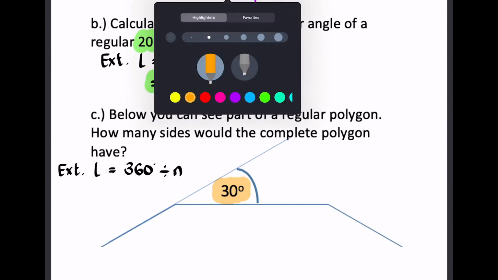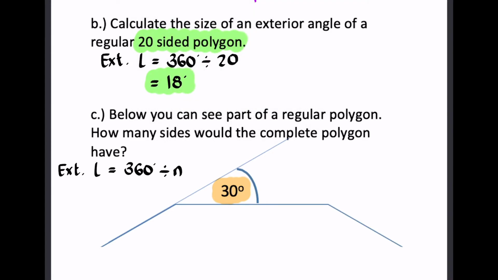But now if I look at the question, it says how many sides would the complete polygon have, as in we need to determine our n. We need to calculate our n. So we have the exterior angle. The exterior angle was given to us as 30 degrees. The 360 degrees is a known, which means that we can just calculate the n. So if I substitute in my values, I have 30 degrees for my exterior angle is equal to, now instead of writing 360 degrees divided by n, I'm going to say 360 degrees over n so that I can work with it as a fraction.